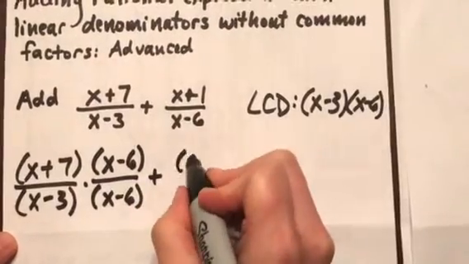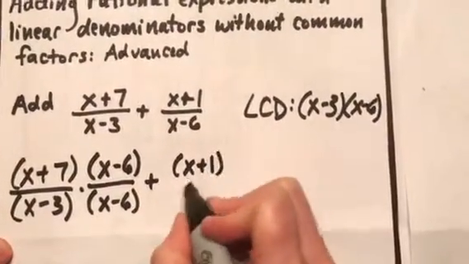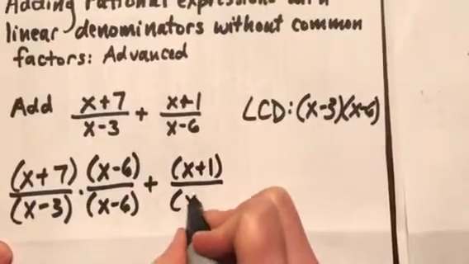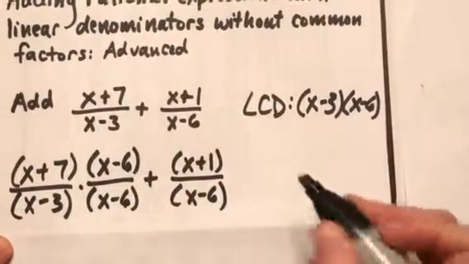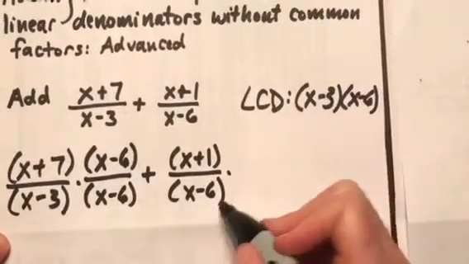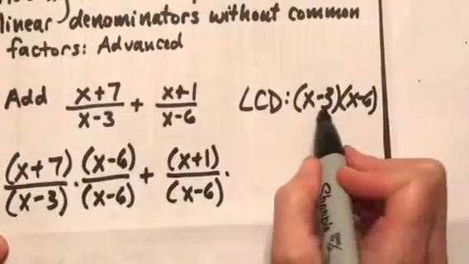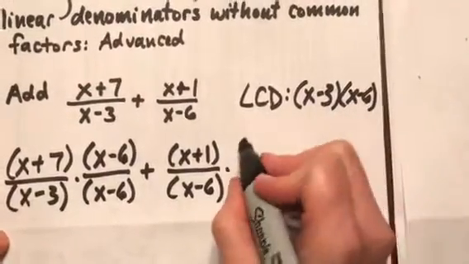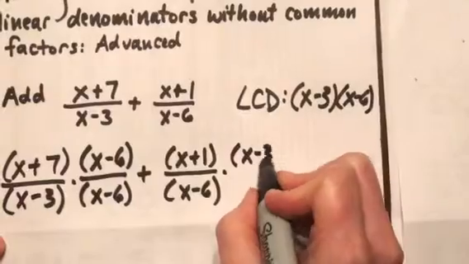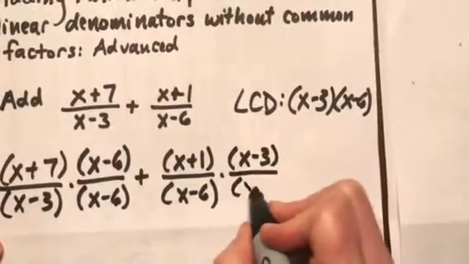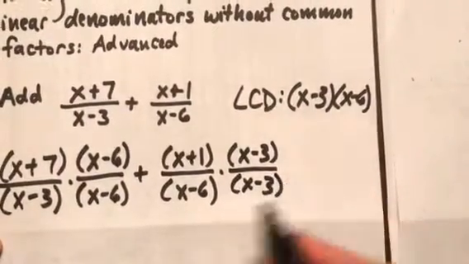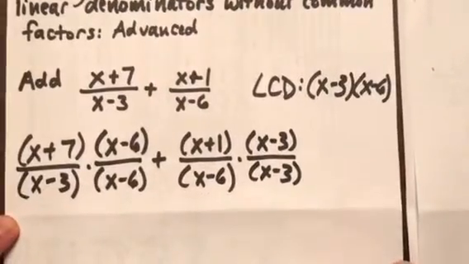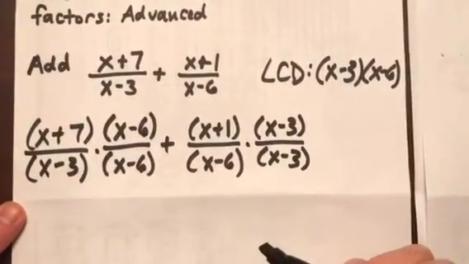Same thing for our second fraction. We have the x plus 1 over x minus 6. Let's put parentheses around those. And notice that this fraction is missing in the denominator the x minus 3. So we'll multiply numerator and denominator by x minus 3. Now we've got two fractions with this common denominator, and they can be added.